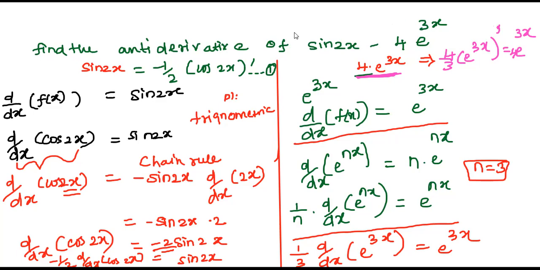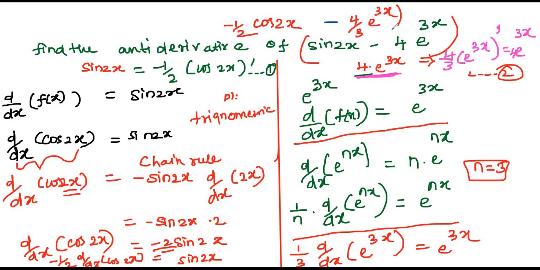Okay. So we found the answer for part 2 also. So here we just have to club it with the negative sign. So it's minus 1 by 2 cos 2x, and you have minus sign here, so that you have to include, and it's 4 by 3 e power 3x of whole dash. So this is your answer. Are you able to follow?